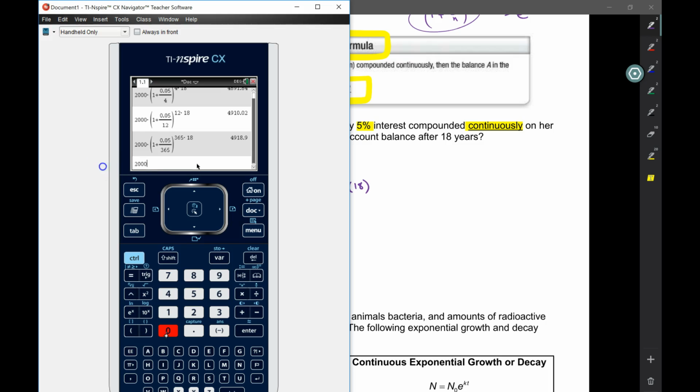2,000, e is here. It's on the left-hand column here, right there. e to the, what was it? 0.05 times 18. Oh my gosh, let's see how much more money she's going to make. Wow. $4,919.21.